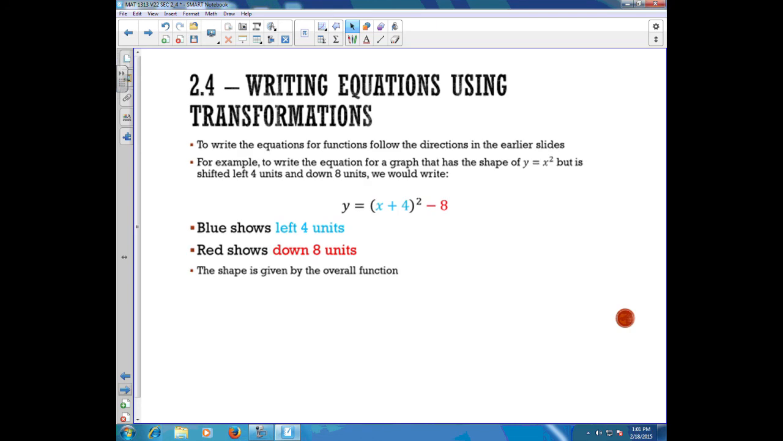So you need to be able to write equations using these transformations. To write the equations for functions, just follow the directions in the earlier slides, how to add in these numbers where they belong. For example, the equation for a graph that has the shape of y equals x squared, but shifted to the left 4 units and down 8, we would write y equals (x plus 4) squared minus 8. The blue tells us to go to the left 4, and then the red tells you to go down 8. If we wanted to flip the graph over, we would just put a minus in the front. The shape of the graph is given to you. It's the shape of y equals x squared. It's the shape of the overall function.